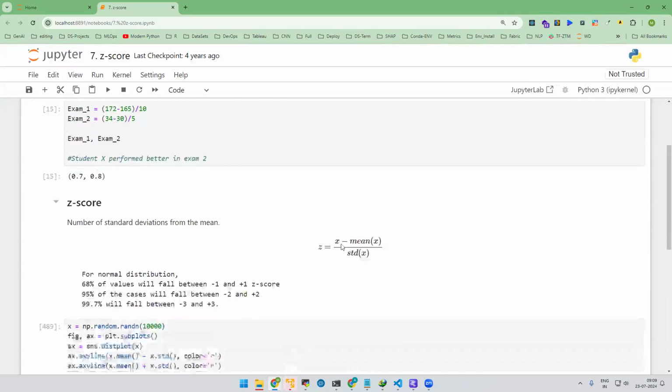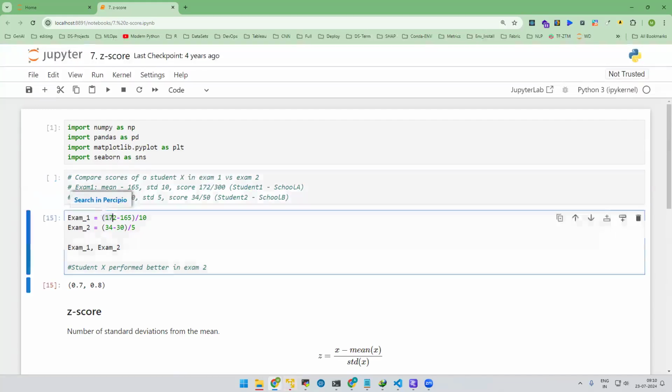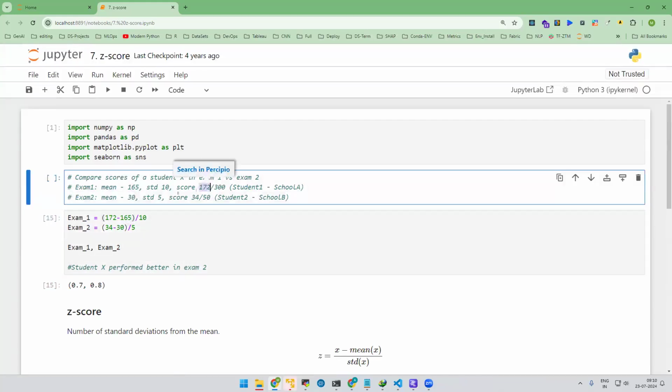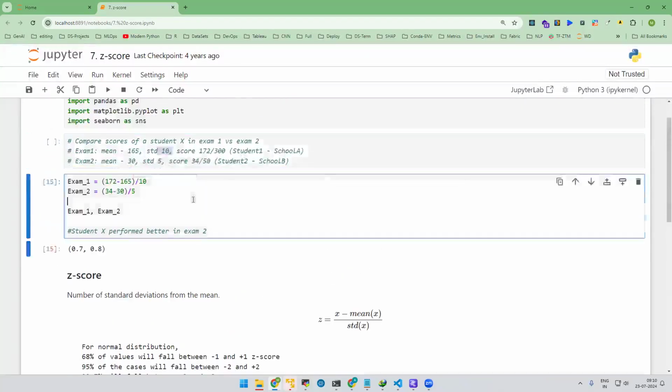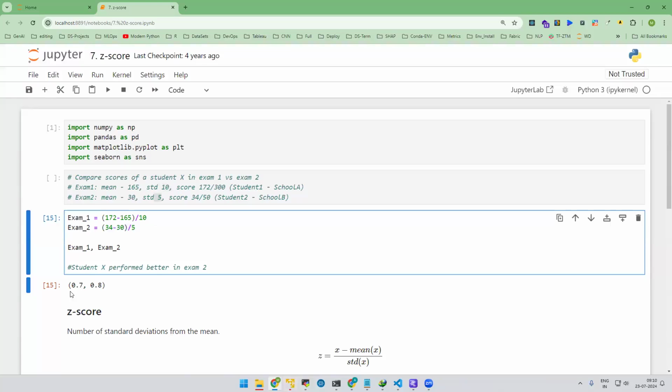The formula for Z score is X minus mean divided by standard deviation. We have the mean here, the standard deviation here, and of course the X. So if we calculate these values, it is 172 minus 165 divided by 10. That is what the Z score tells us. And this one is 34 minus 30 divided by 5. What we got here is 0.7 and 0.8. This one is 0.7, and this one got 0.8.